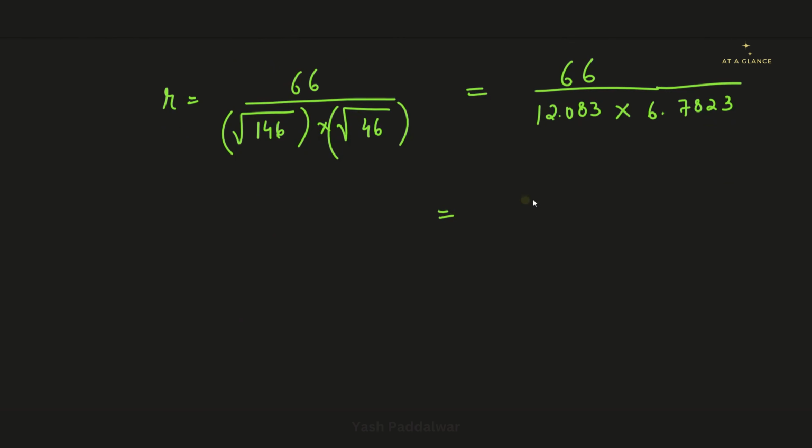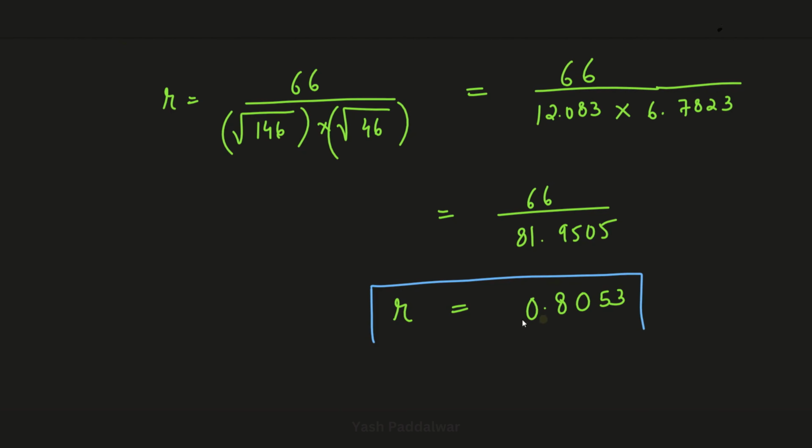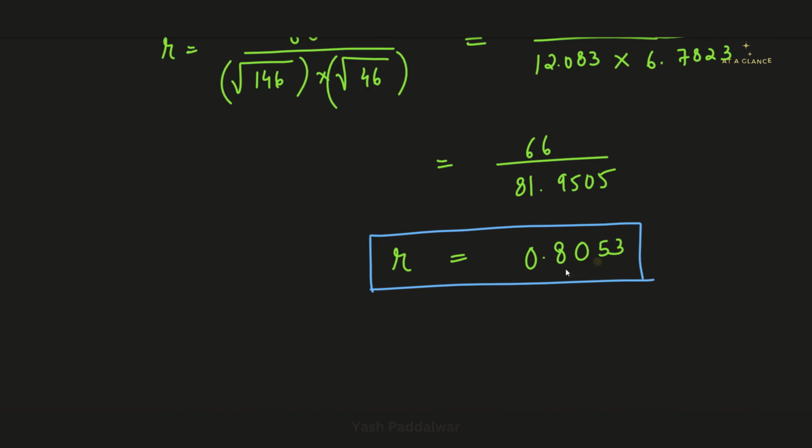Now this further boils down to 66 divided by 12.083 multiplied by 6.7823 is nothing but 81.9505. So this further boils down to 0.8053. So we got our R value as 0.8053. Now you can see that our R value is positive as well as it is close to 1.